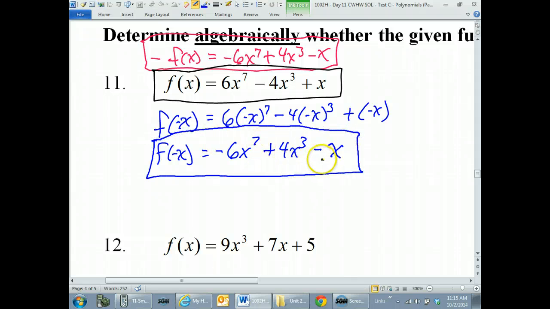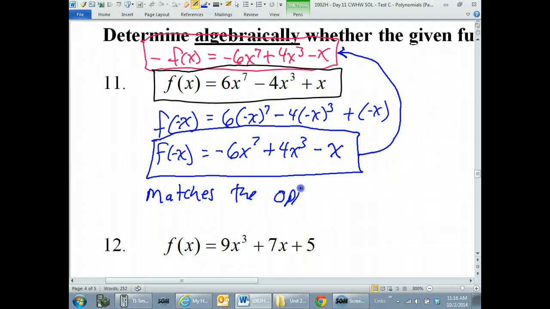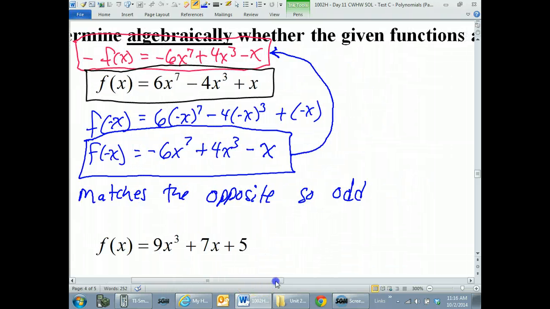Now we compare. Does f of negative x match the original function or the opposite function? The opposite function. It matches the opposite function, so it's odd. Okay, that's how you prove that it's odd. And you just need to include some sort of a little summary statement like matches the opposite. So odd. Right, if you want to do the official mathematical, the proper way is to say f of negative x equals negative f of x. So odd.